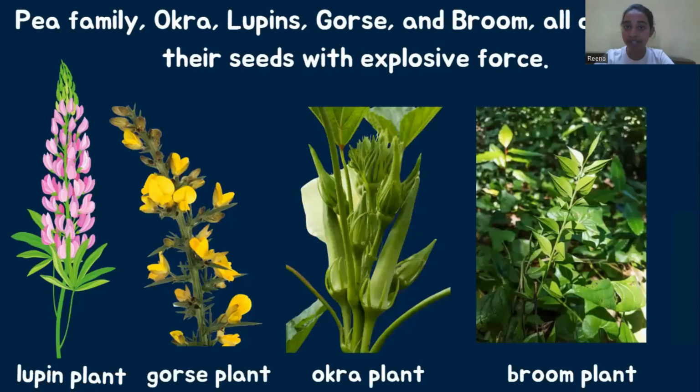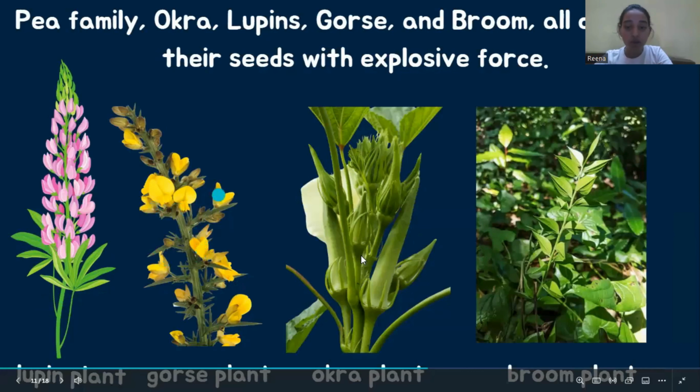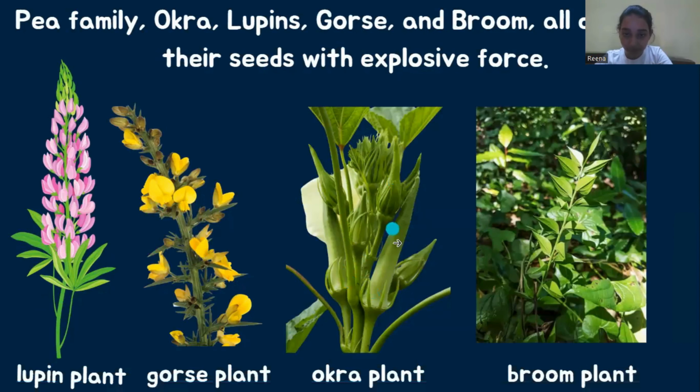Okay, now these are the examples. Pea family, okra, lupins, gorse, broom, they all disperse their seeds with explosive force. You can see this is the lupin plant, okay? This is the gorse plant, okra plant, ladyfinger plant, mostly, and broom plant, okay?